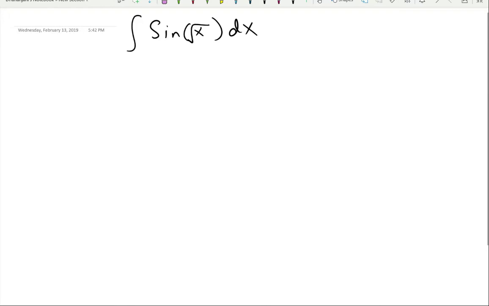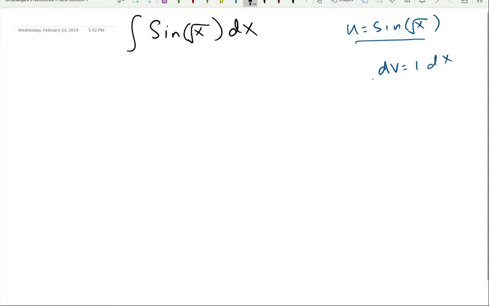But I want you to switch choices here and see what you end up with, because it's good to see where you can get a problem wrong. So try to see it by yourself. Why can't you switch choices here? Switching choices would be like u is sine square root of x and dv is going to be 1.